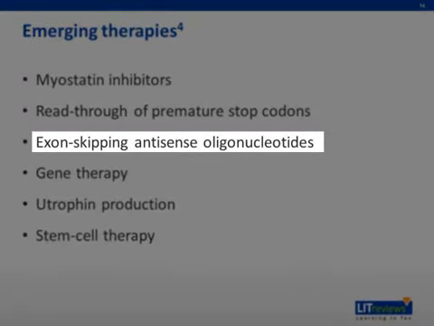Another approach currently under investigation involves the use of antisense oligonucleotides to alter the pre-mRNA splicing machinery at the mutation site. This restores the downstream reading frame, quote-unquote, exon skipping.